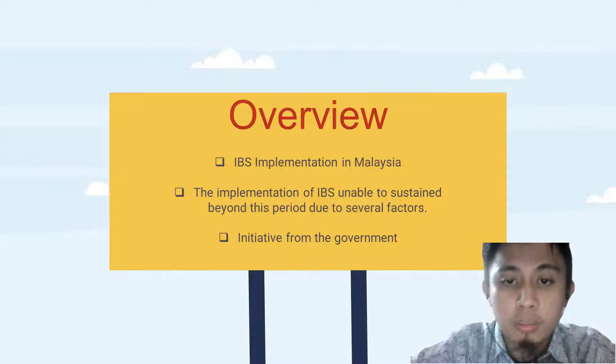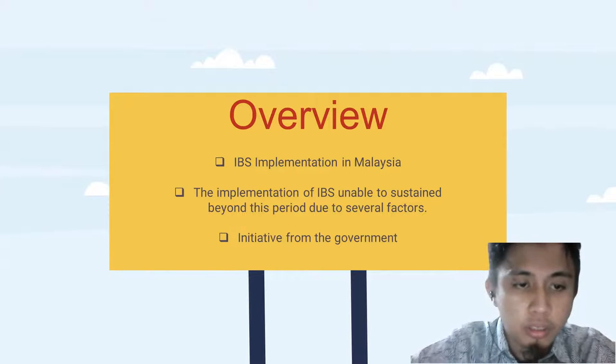The first one is the high initial cost, and the second one is the lack of technical expertise in the IBS. So the government, through the Construction Industry Development Board, CIDB, started to make initiatives to encourage the construction industry to implement the IBS method. One of the CIDB alternatives is to introduce the IBS roadmap 2003 to 2010 to encourage the usage of IBS to the construction stakeholders.